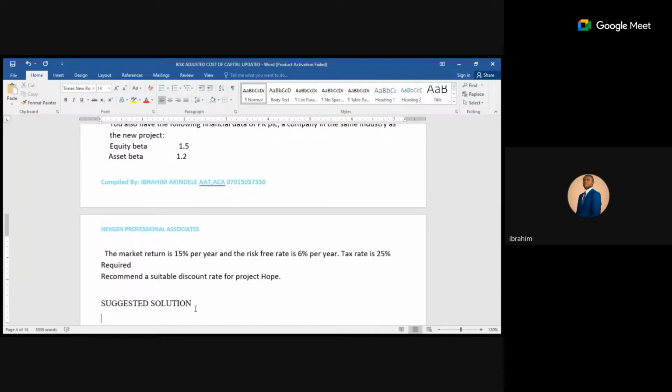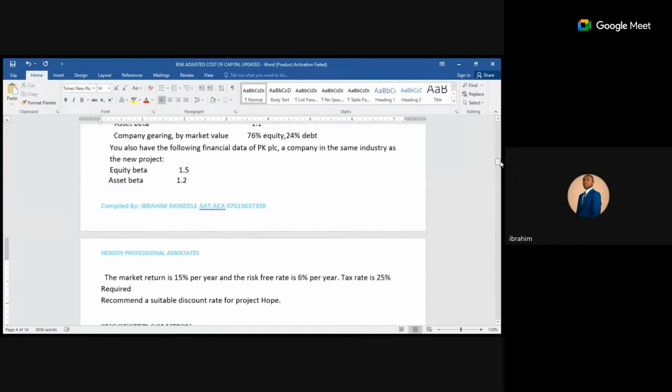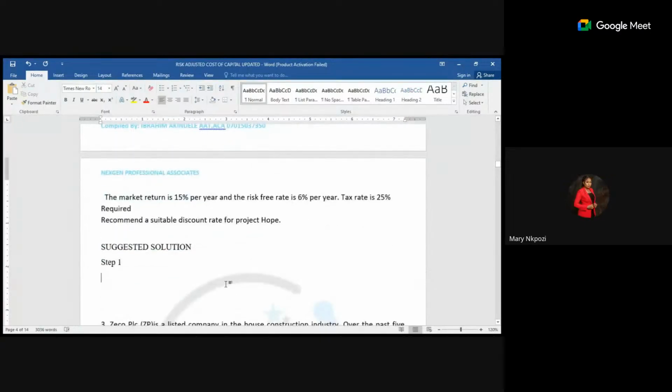Step one. What is the proxy company? What is the name of the proxy company? PKPLC. PKPLC is the proxy company.